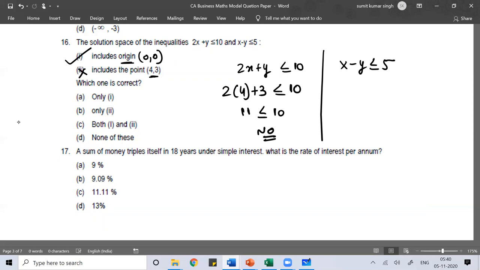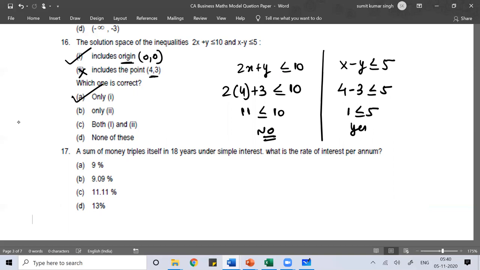While if I try the second one, it should satisfy both. If I try x is 4 and y is 3, is it less than or equal to 5? Here 1 is less than or equal to 5. But this is not satisfying the first case. We are actually looking for the part of the solution which should satisfy both cases. So which one is correct? Only the first statement. The other point 4, 3 is a part of the solution for the second equation, but it's not a part of the solution for the first equation.